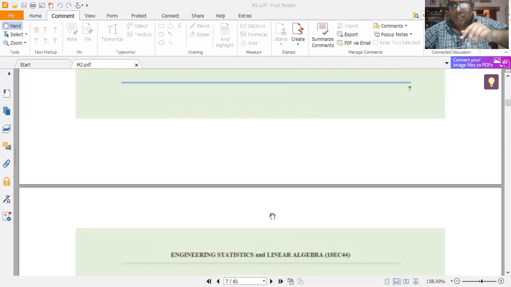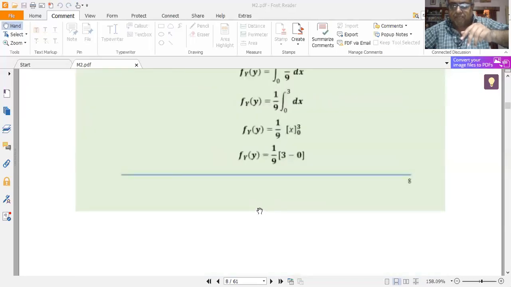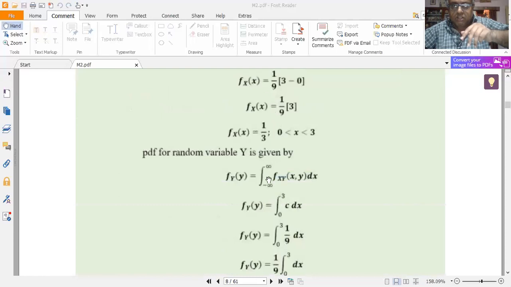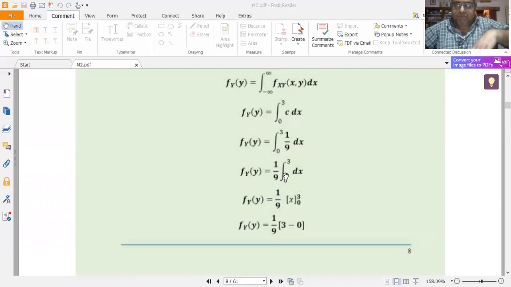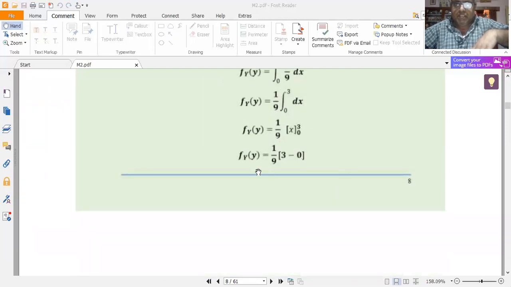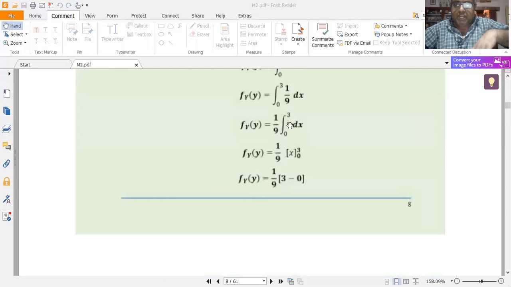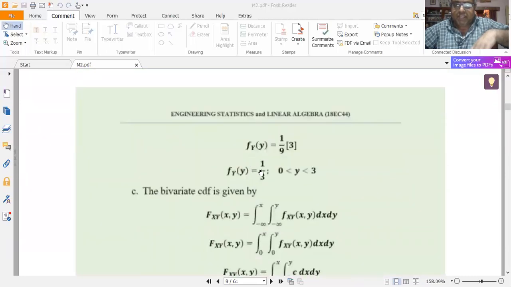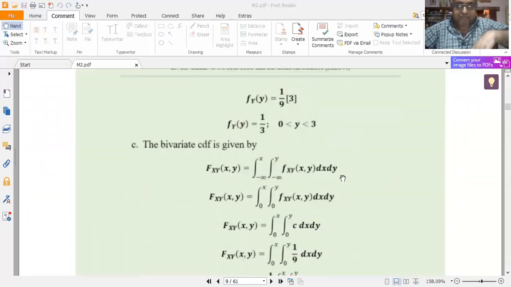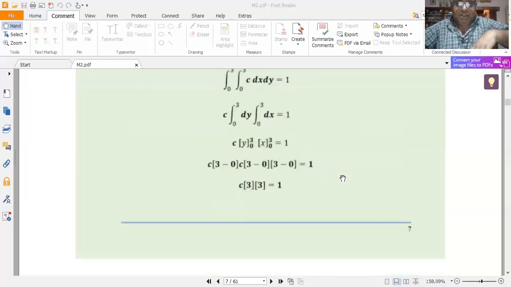So that's why this integral from minus infinity to plus infinity gets reduced to integral 0 to 3 of fXY of x comma y dx, which is equal to integral 0 to 3 of c dx. Substitute c is equal to 1 by 9. Simplify. I get fY of y is equal to 1 by 9 integral 0 to 3 dx. So substituting and simplification yields fY of y is equal to 1 by 3 for 0 less than y less than 3. So the second part of the problem is over.